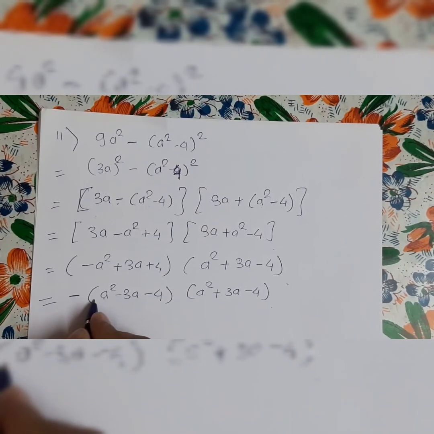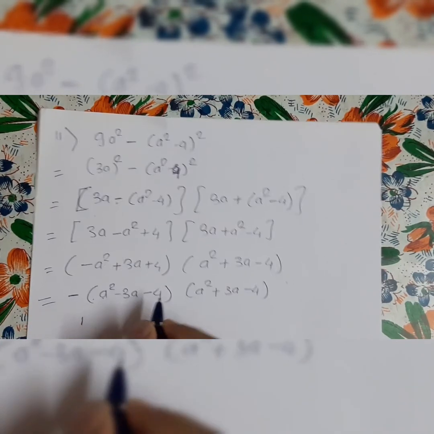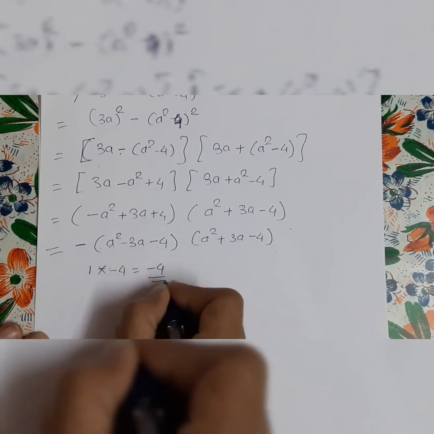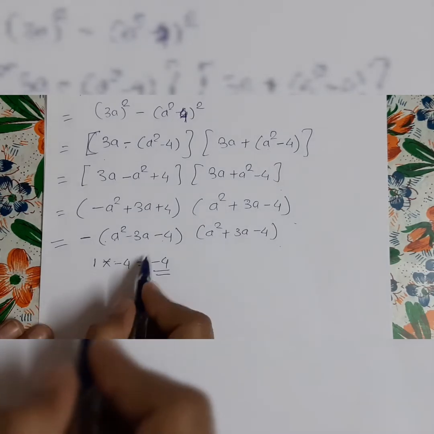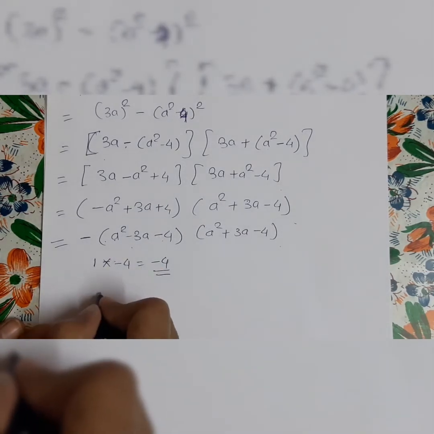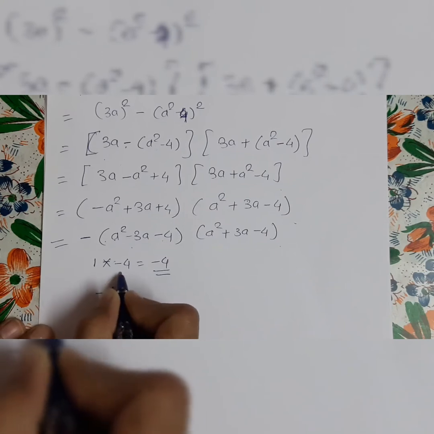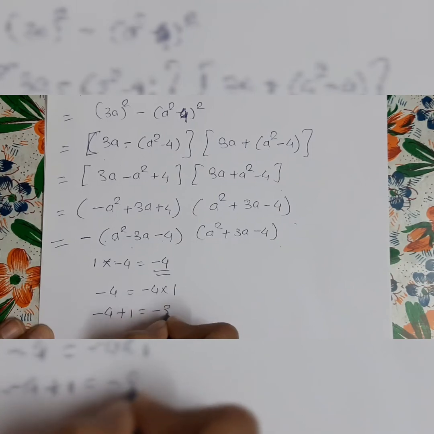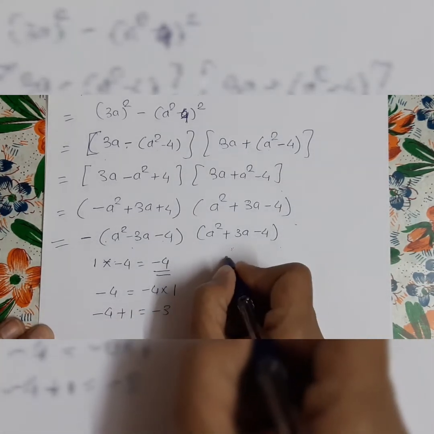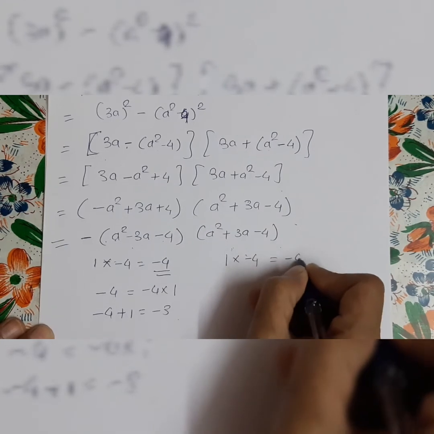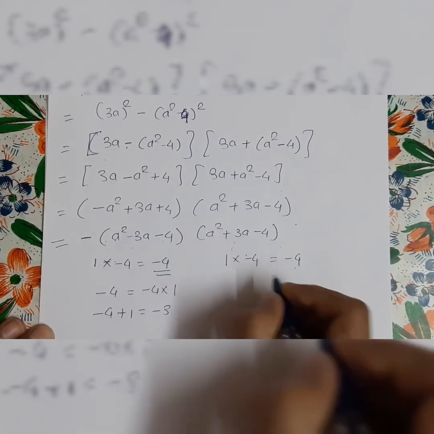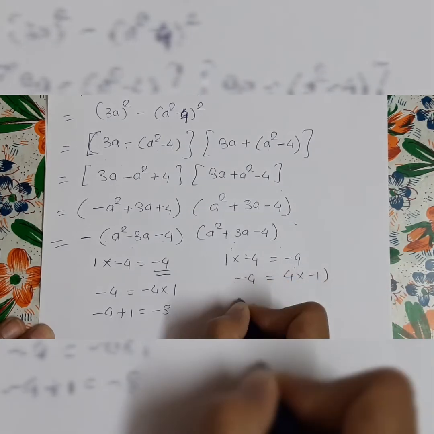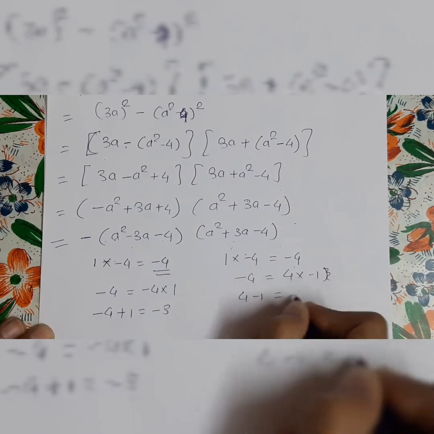The coefficient of a square is 1, and the last term is minus 4. So 1 multiplied by minus 4 is minus 4. Find the factors of minus 4 in such a way that their sum is minus 3. Minus 4 is equal to minus 4 into 1, because minus 4 plus 1 is minus 3. And here also it is 1 into minus 4, but the sum should be plus 3. So minus 4 is equal to 4 into minus 1, because 4 minus 1 is 3.